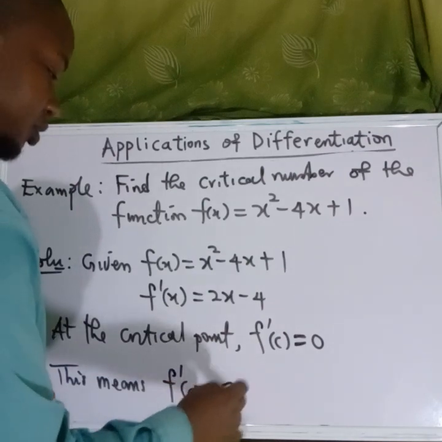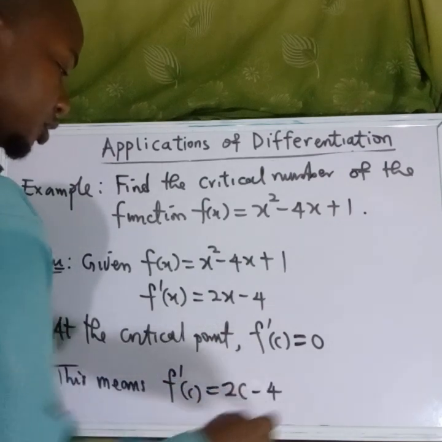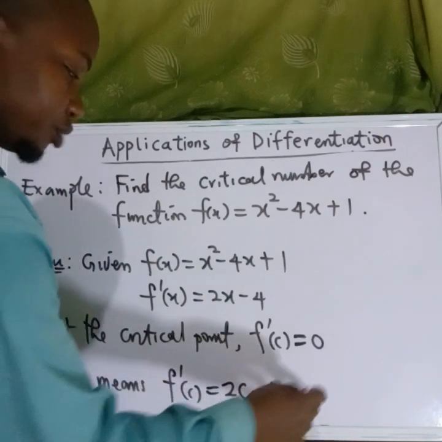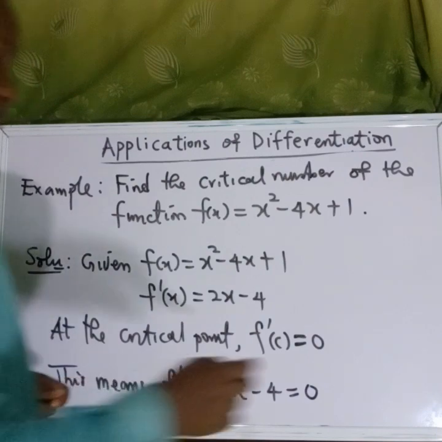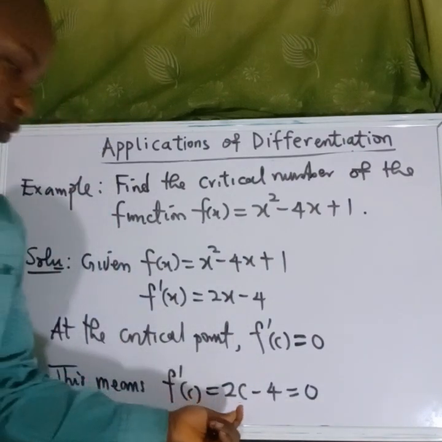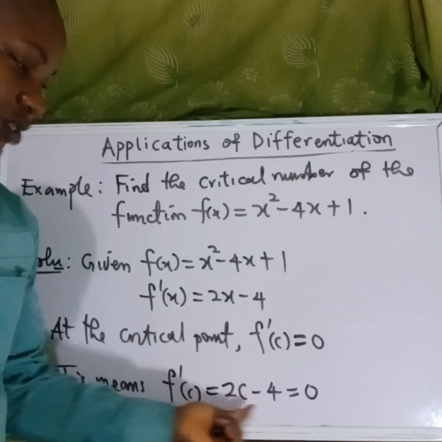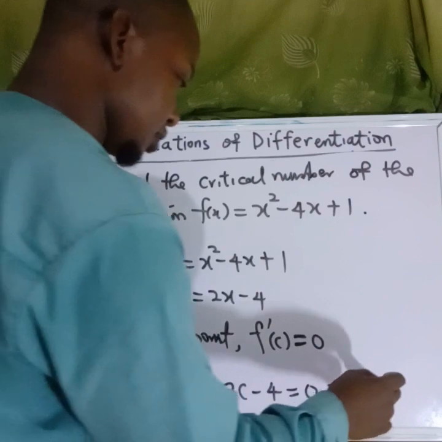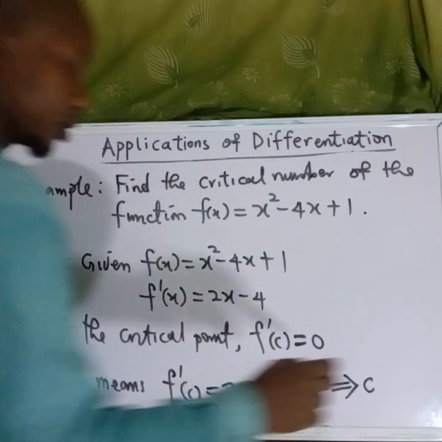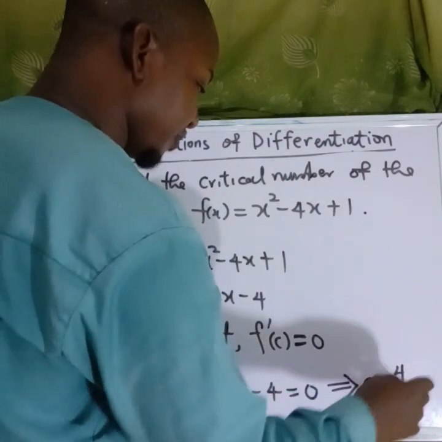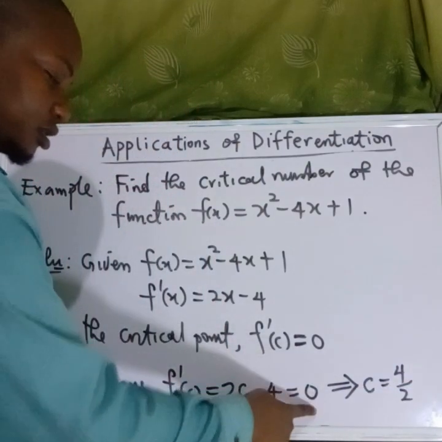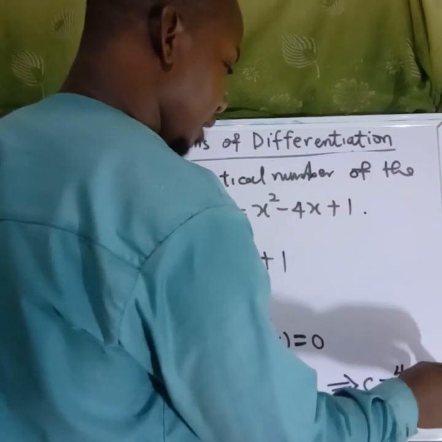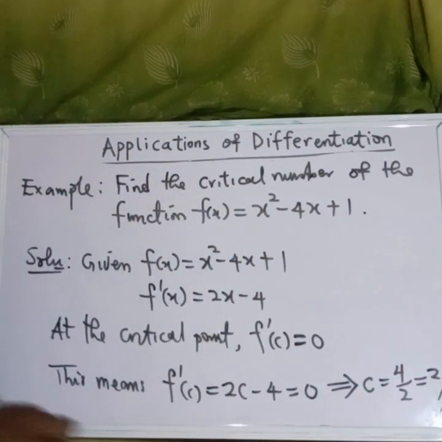So this simply means this. Wherever you see x, you replace it with c, and at that point it should be 0. Accordingly, we need to find the critical point from this equation: 2c minus 4 equals 0. This implies we make c the subject, so c equals 4 divided by 2. When 4 goes there, we divide both sides by the coefficient of c, and then we see that the critical point is 2.